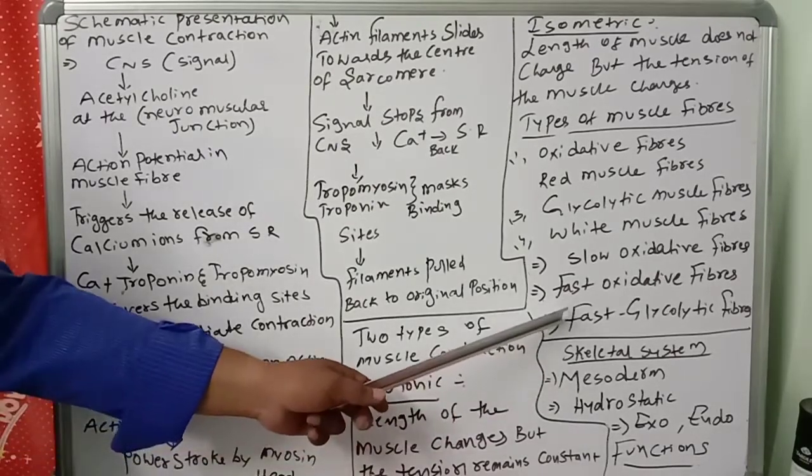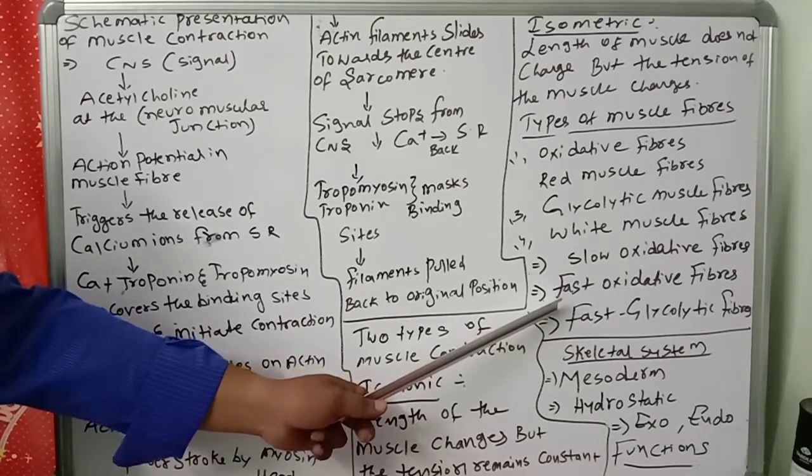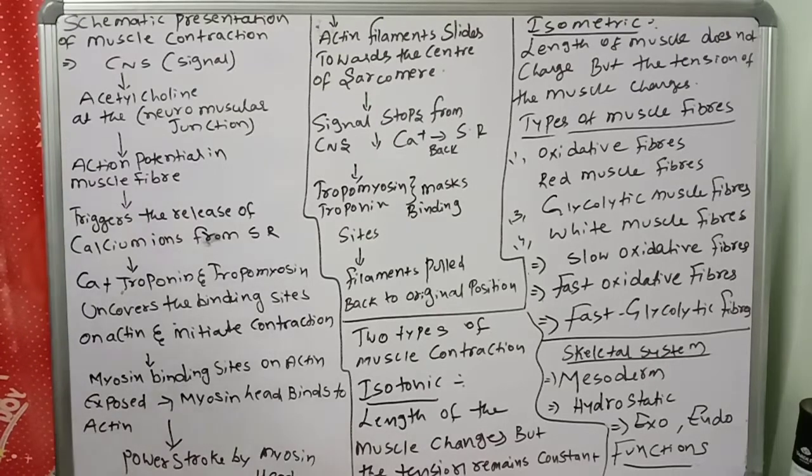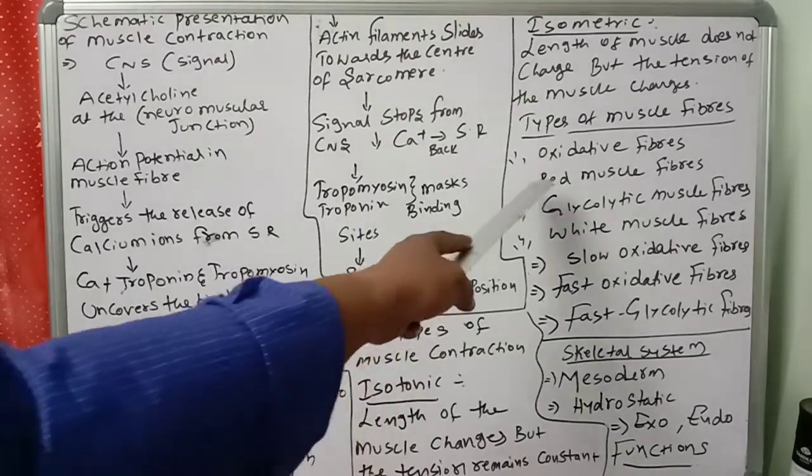These fast glycolytic fibers are suitable for rapid, intense actions such as a short sprint at maximum speed. Like that, there will be isotonic, isometric, oxidative, glycolytic. In isotonic contraction, the muscle length will be changed, but the tension remains constant. In isometric, the length of the muscle does not change, but the tension will be changed. Also the types based on oxidation of fibers.